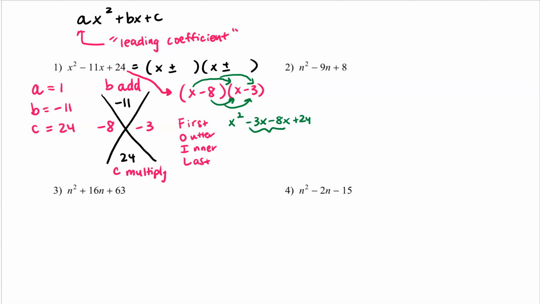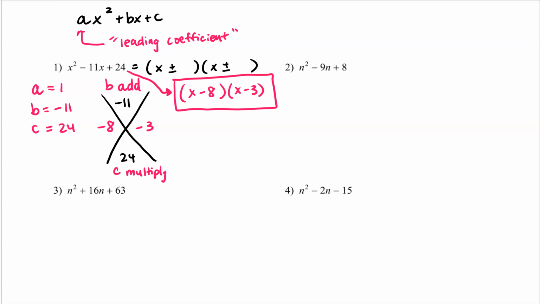Now, both of these middle terms are like terms, so we can combine them, and that gives us x squared minus 11x plus 24, which, if you look, is our original expression. So I can put a big check mark, and that shows that we factored this correctly. Now that we have verified that we factored correctly, I'm just going to go ahead and box my final answer.